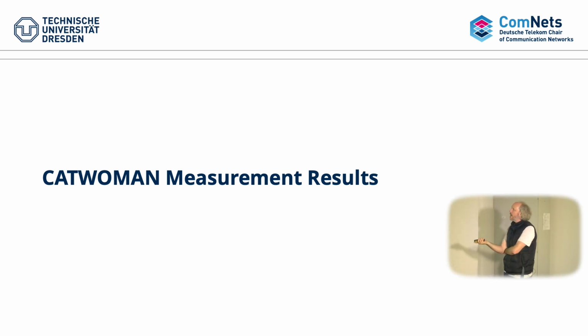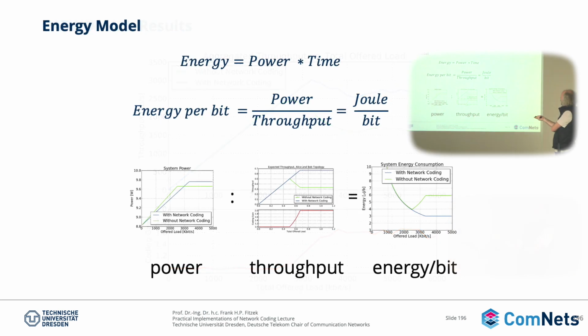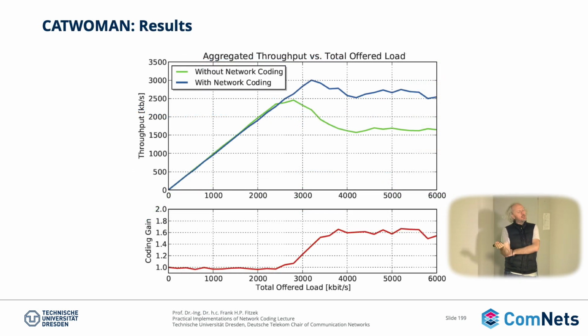So the results look like this. Here the throughput, here the load, here the coding gain. If you, as a student, for your student thesis or for your diploma thesis, master thesis, are going into that and say, hey, I know that my load looked like this, and now the measurements look like this. Would you be satisfied? Or would you say, totally different?